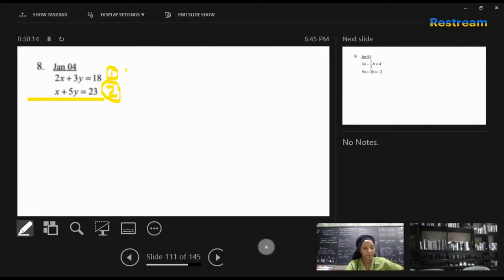So times one up there and times two at the bottom. Times 2. Okay, so we have 2x plus 6y equal 18, and 2x plus 10y equal 46.